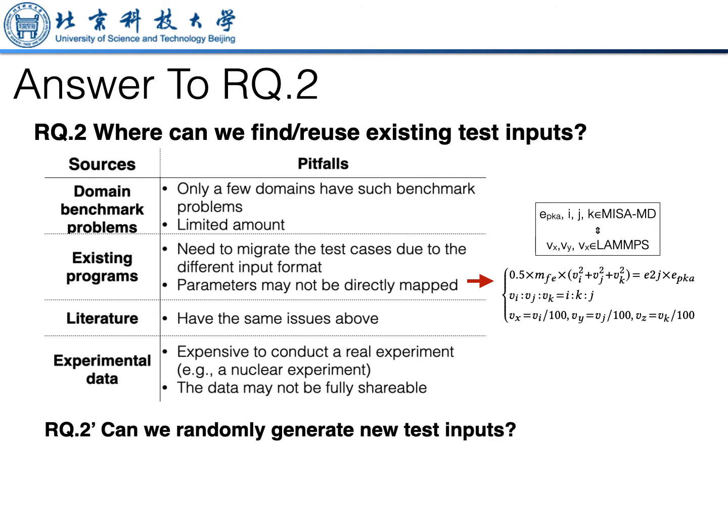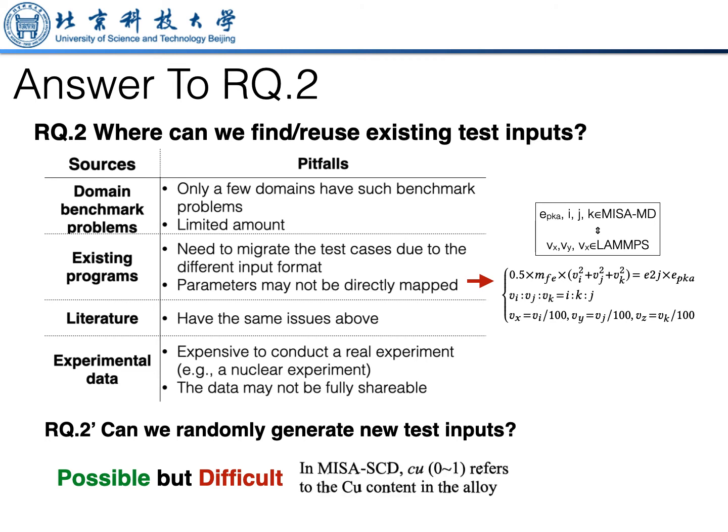You may also wonder whether we can randomly generate new test inputs. Our answer is it's possible, but also difficult, because there may be some complex domain constraints over parameters. For instance, in MISA-SCD, CO is a value between 0 and 1.